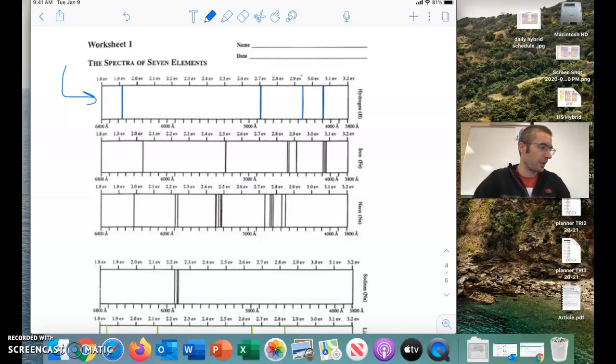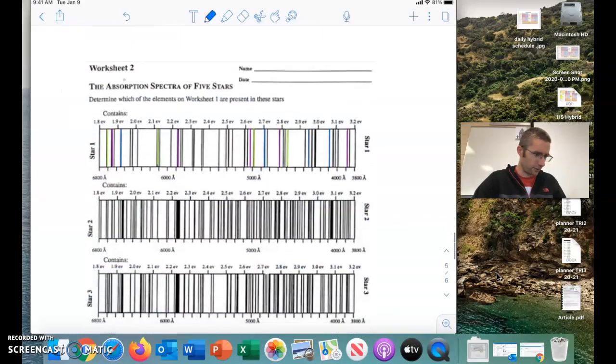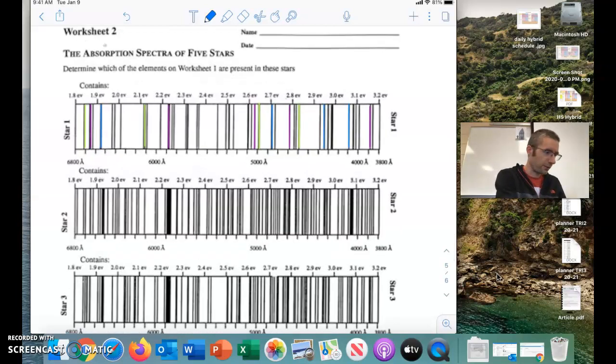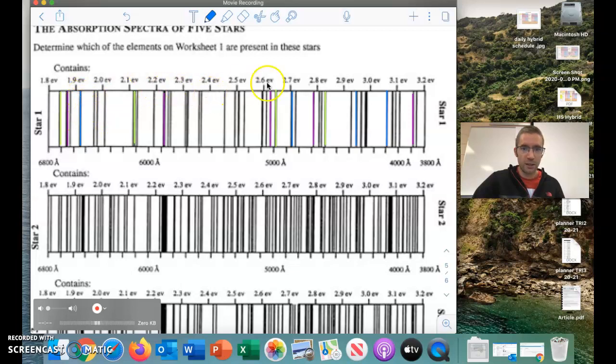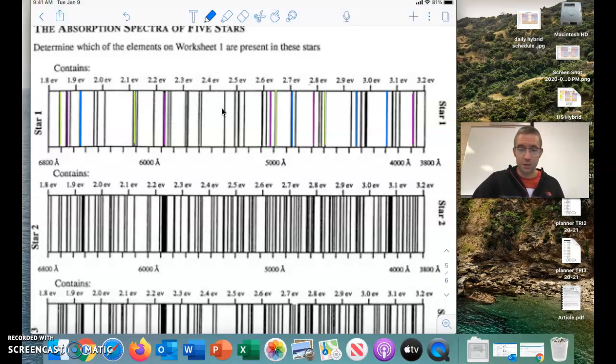in it. So what I did to make this a little bit easier is I color-coded each of the different lines, and then figured out where they were. I used the angstroms down here to help me with that. Then I went down to each star and tried to determine if star number 1 had hydrogen in it. And it turns out, based on what we see, every single one of the hydrogen lines match up with a line in the star. Okay, so that means star 1 has hydrogen in it.